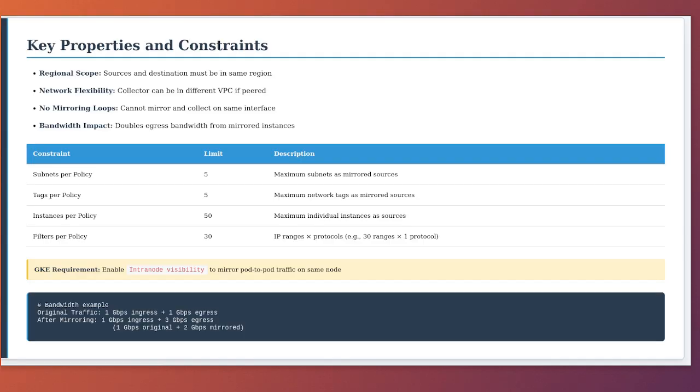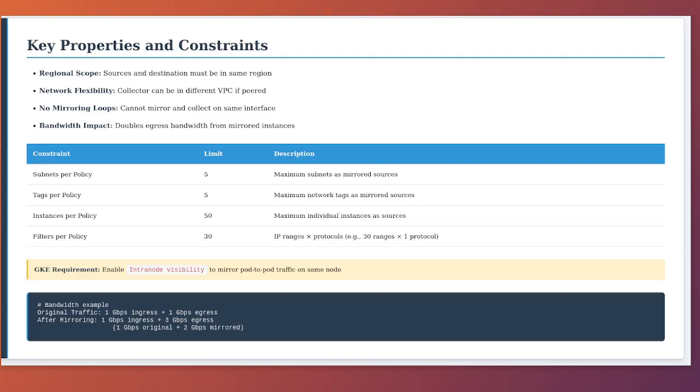To prevent this, Google Cloud enforces that source and collector interfaces must be separate. For Google Kubernetes Engine users, there's a specific consideration. If you want to mirror traffic passing between pods on the same GKE node, not just traffic leaving the node, you must enable intra-node visibility for your cluster.